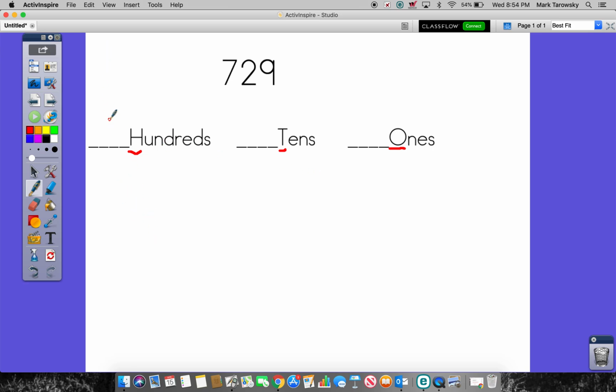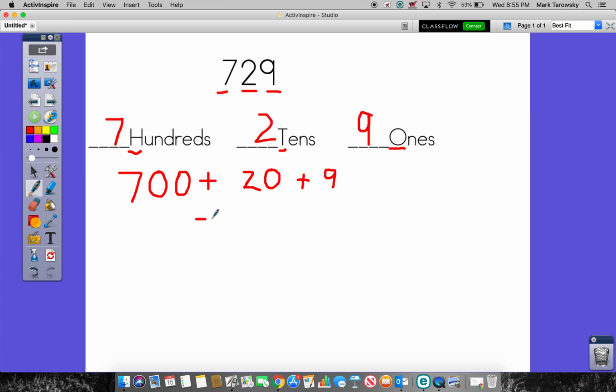All right, and welcome back. You should have had 7 groups of 100, 2 groups of 10, and 9 in our ones place for 729. And in expanded form, hopefully you wrote that as well: those 7 hundreds give us 700 plus those 2 tens give us 20, and those 9 ones give us 9 for 729, and we are right back to where we started.